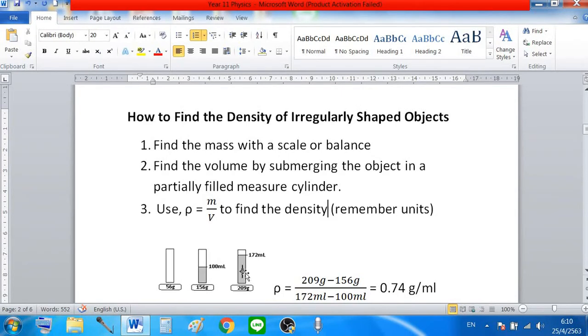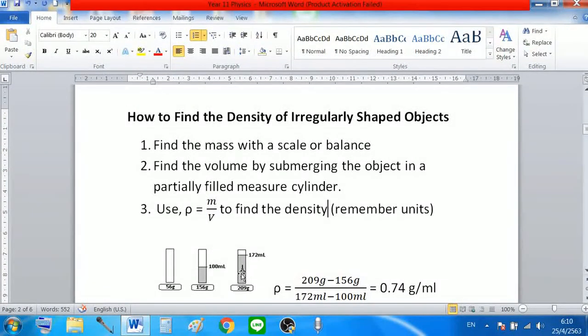Then I place an object in the water. As I place the object in the water, the water level will rise. So I see now, with the object placed in the water, the new volume is 172 milliliters. And the mass I see has also gone up to 209 grams.